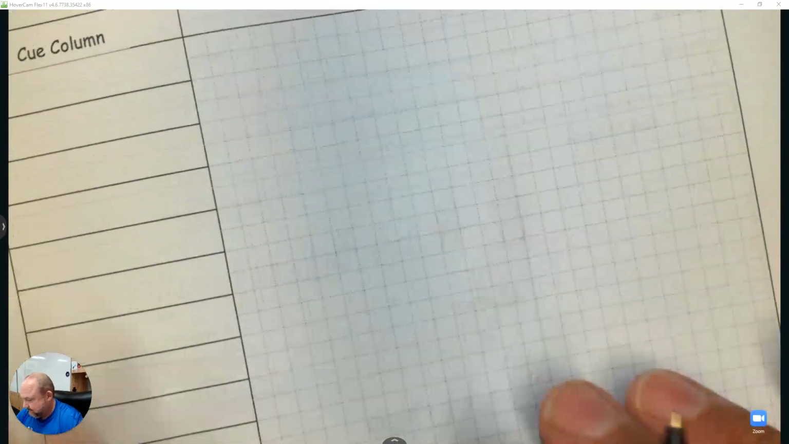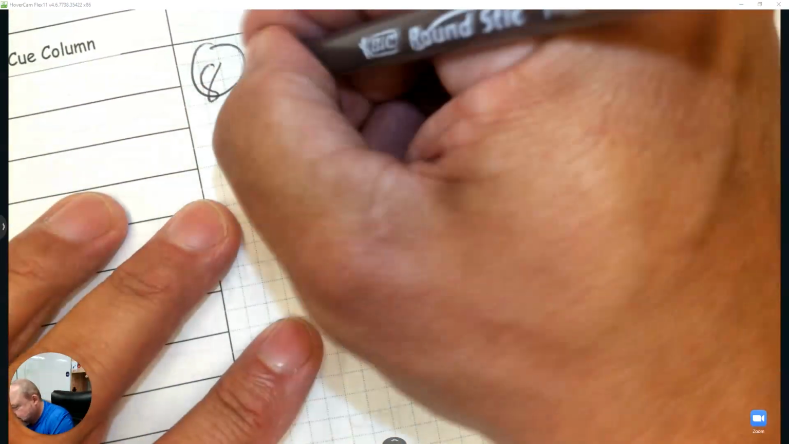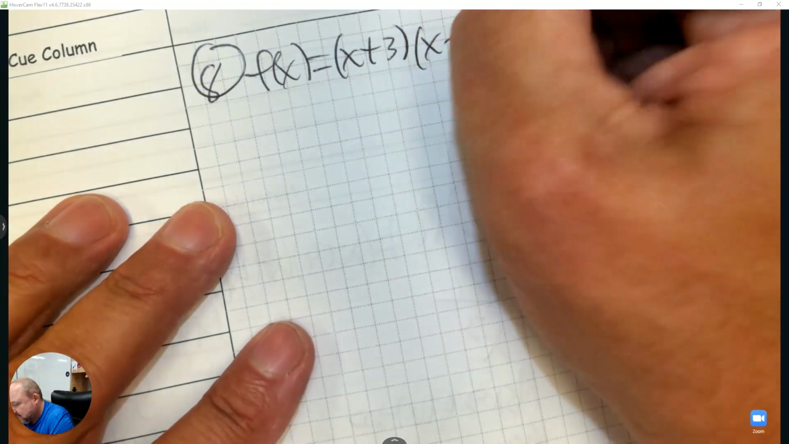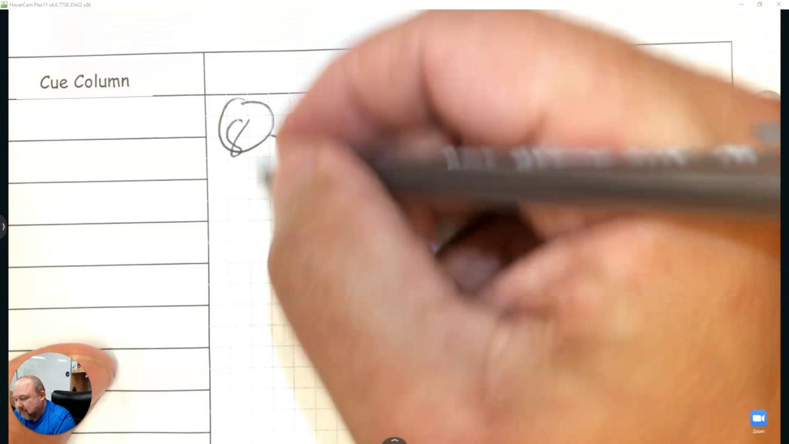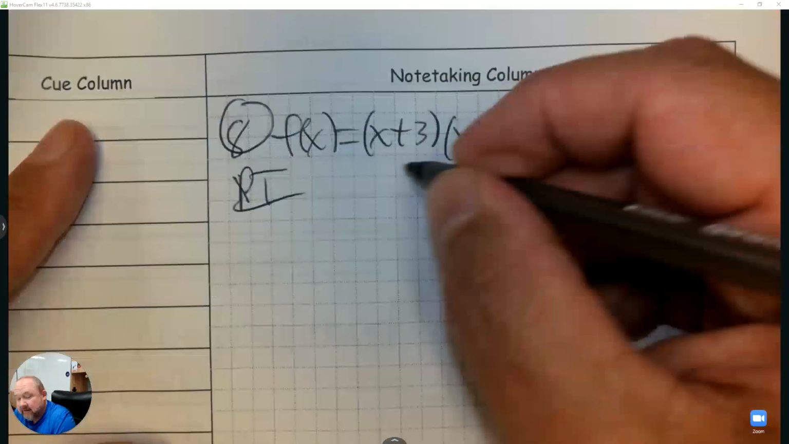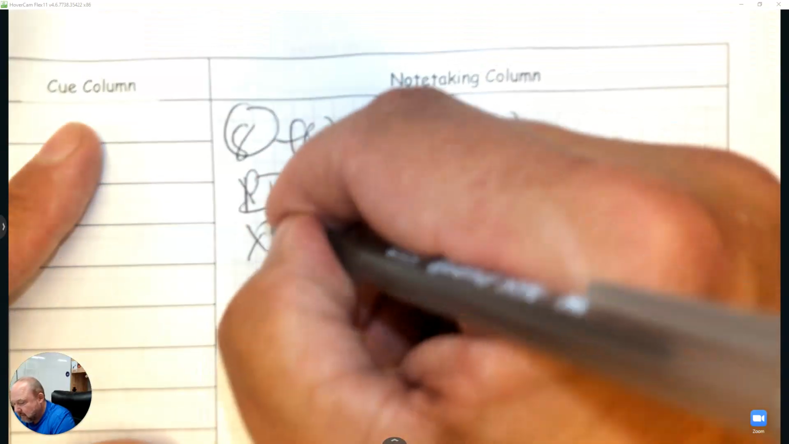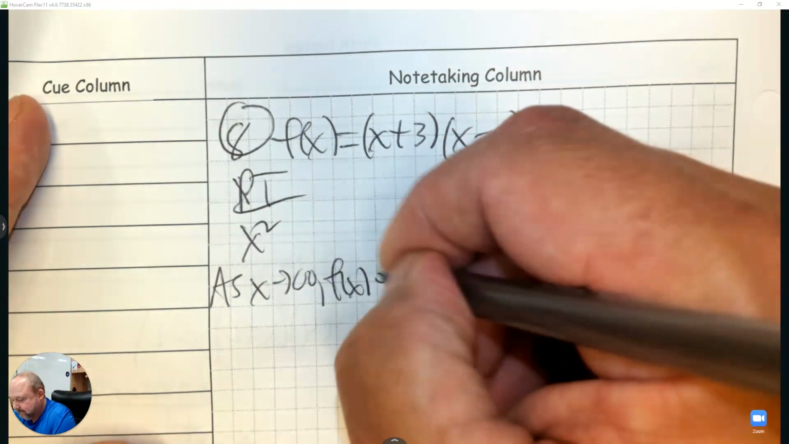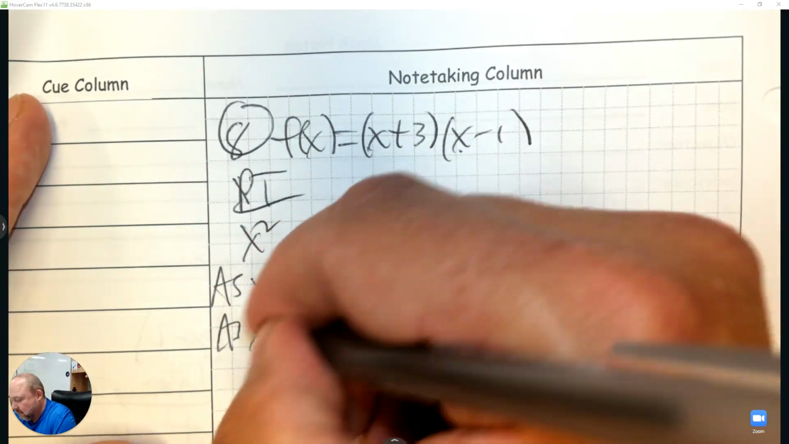Number 8. Well, this one's a lot smaller and easier. So for number 8, power term, x times x, it's x squared. That means both ends are going up. So the right end and left end are going up.